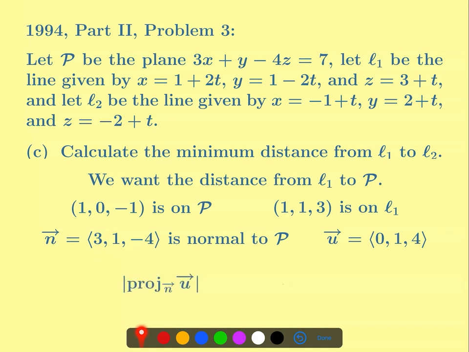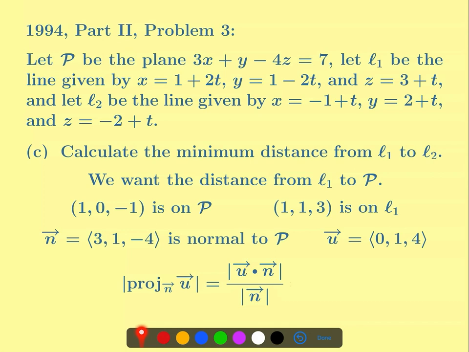So again, I'm just using one bar. This particular problem came from an old course where we were using one bar instead of 2 bars for the length of a vector. But we have the length of the projection of u onto n here. And we want to know what is the length of that projection. So the formula is that we take the dot product of u and n in absolute value and then divide by the length of n.